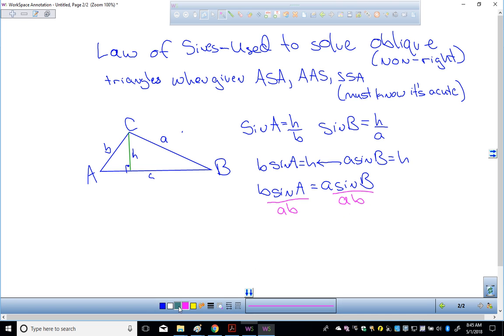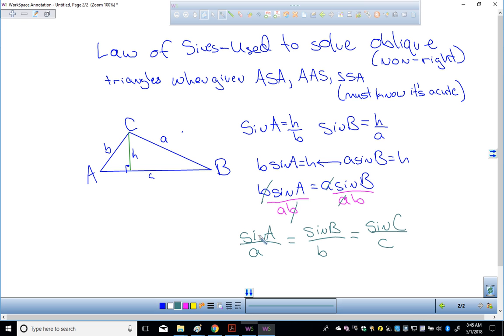What happens to my B's in this case? Those cancel out. And what happens to my A's? They cancel out. What's left over is called the law of sines: sine of A over A is equal to the sine of B over B. And if I flip this triangle around and did it again, which I'm not going to do, that's equal to the sine of C over C.